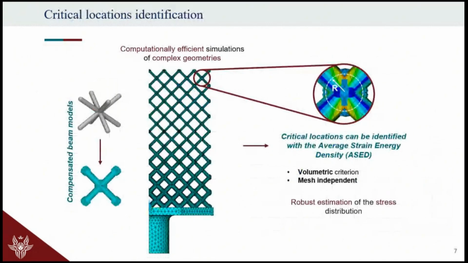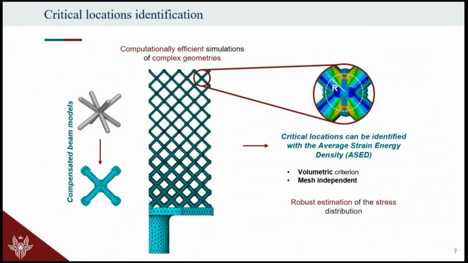The overall model is composed of compensated beam elements in the lattice region, and then we have a solid part for the base material, of course, for the base of the lattice specimen. We also took advantage of the symmetry of this component in order to reduce the computational cost. And we still lacked something that tells us how critical our component is and how the stresses are distributed. So we took advantage of the average strain energy density to do so.